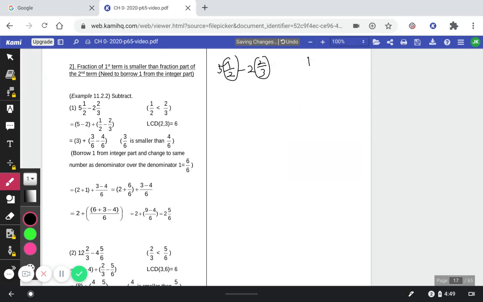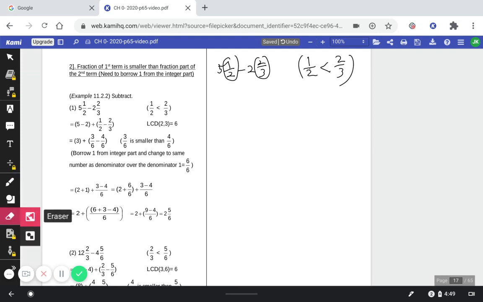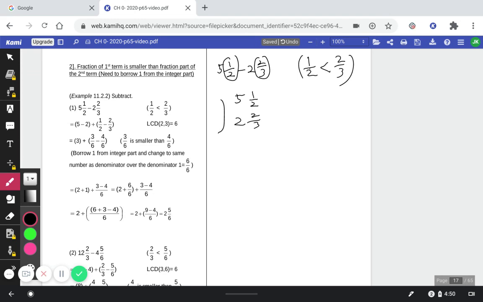So in this case, you have to borrow 1 from the integer portion. That's why this mixed number subtraction becomes more complicated. So let me show you how to do that. You write down 5 1/2 and 2 and 2/3 in vertical way and take away.